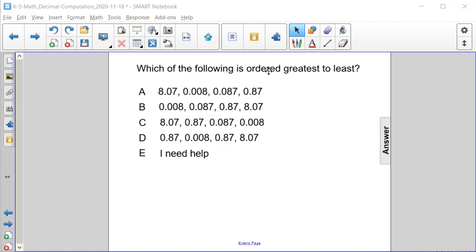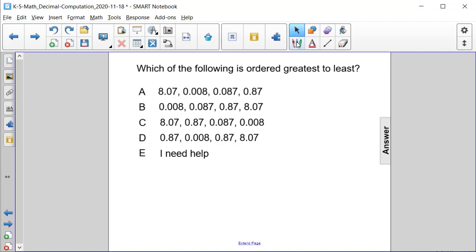Which of the following is ordered greatest to least? Well, in all of these answer choices, they have the same 4 numbers being rearranged. So let's just pick one of the answer choices to list our numbers so that the decimal points align. I'll use answer choice A.